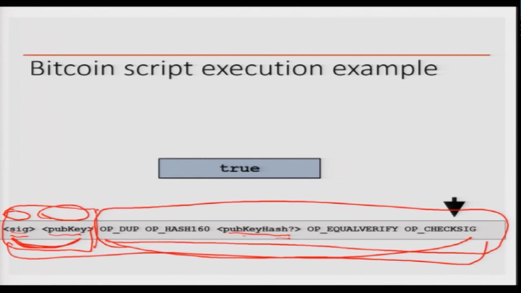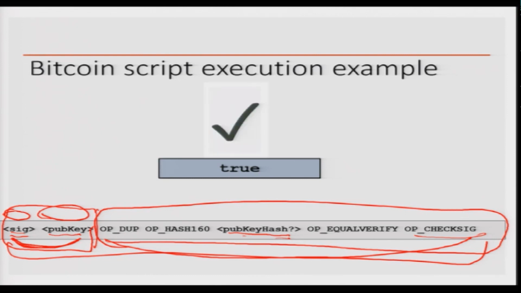And then I will check the signature. I have the public key, I have the signature, so I can check the signature. This is how the system makes sure that the spender of the money is indeed the correct spender and has the authority to spend that money.